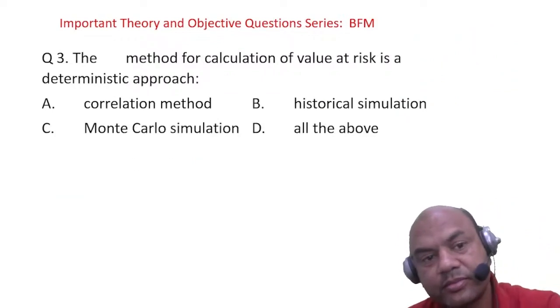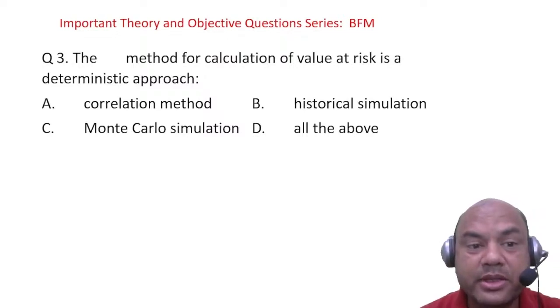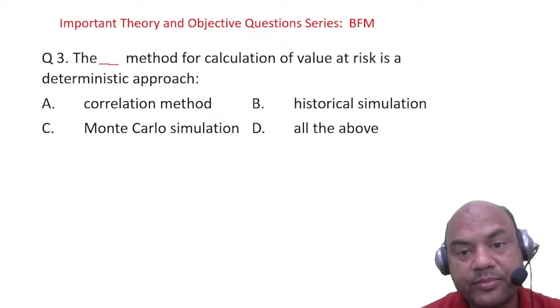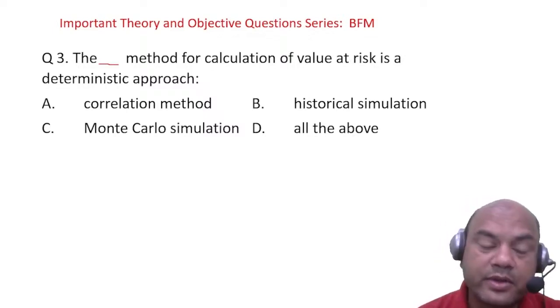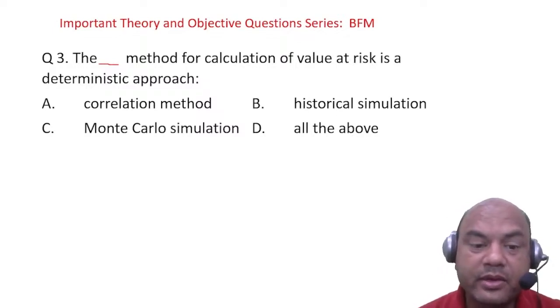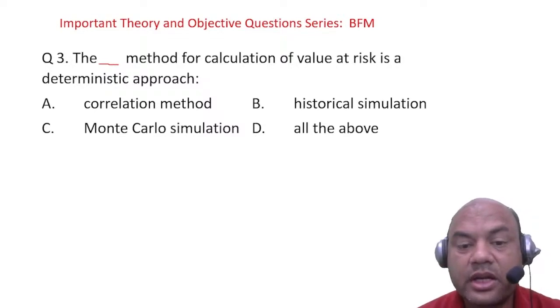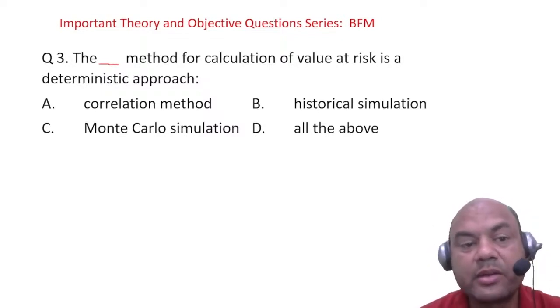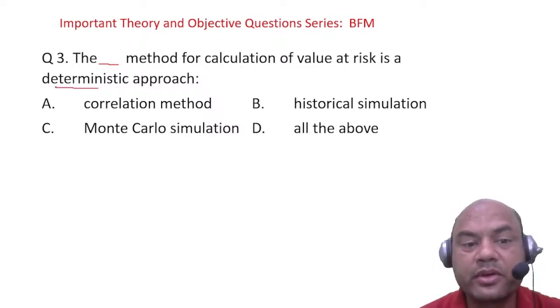The dash method for calculation of value at risk is a deterministic approach. Options: correlation method, historical simulation, Monte Carlo simulation, and all of the above. Think over it. Firstly, what is deterministic? Deterministic means what?